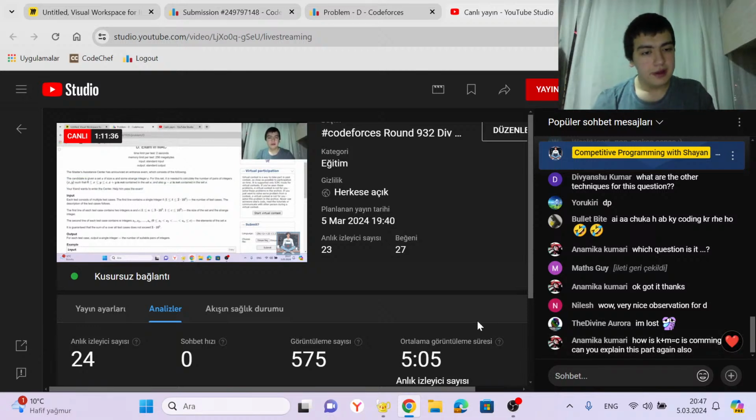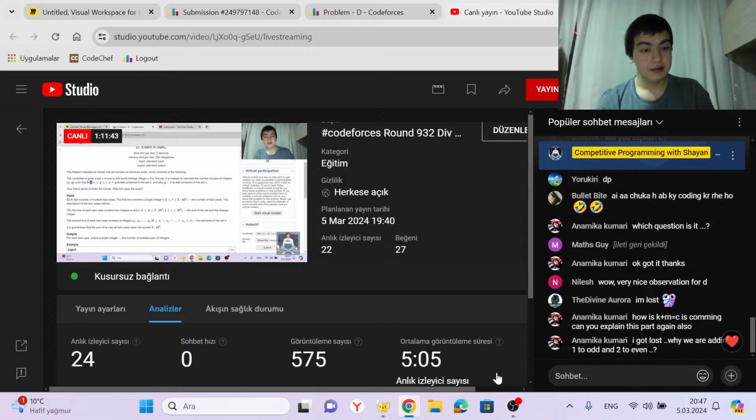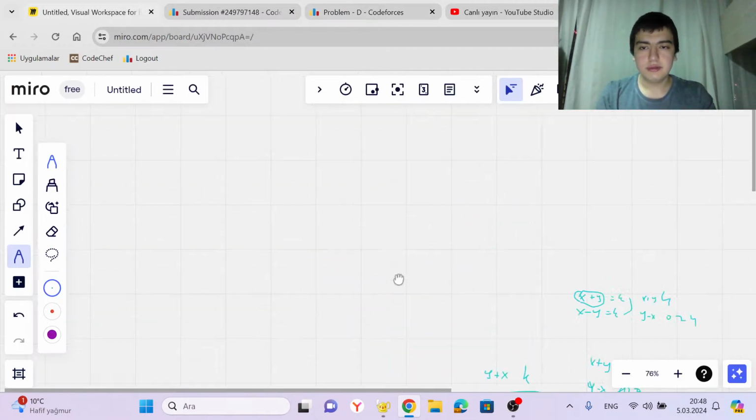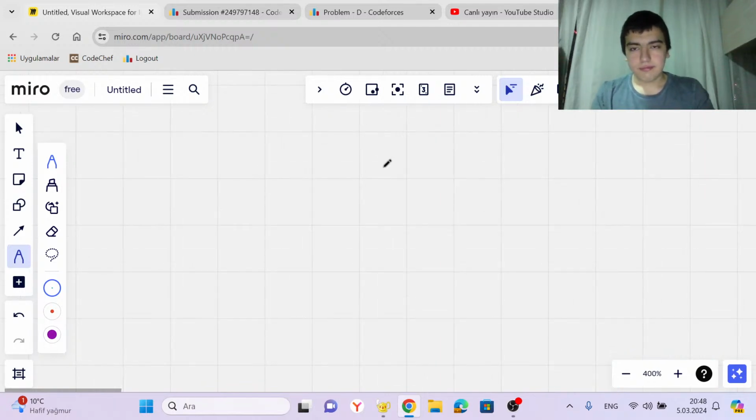Okay, how is k plus m equal to c? Why are we adding 1 for odd and 2 for even? It is because, let me open the board. Think of the number 3.